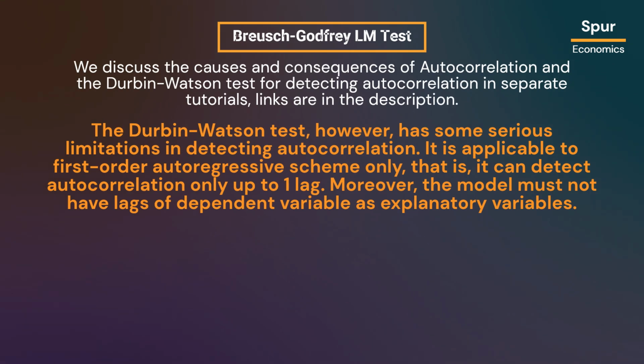We discuss the causes and consequences of autocorrelation and the Durbin-Watson test for detecting autocorrelation in separate tutorials, links are in the description. The Durbin-Watson test, however, has some serious limitations in detecting autocorrelation. It is applicable to first-order autoregressive scheme only, that is, it can detect autocorrelation only up to one lag. Moreover, the model must not have lags of dependent variable as explanatory variables.